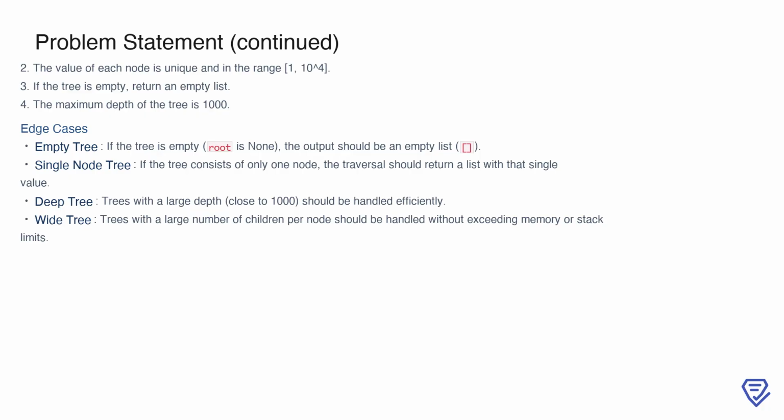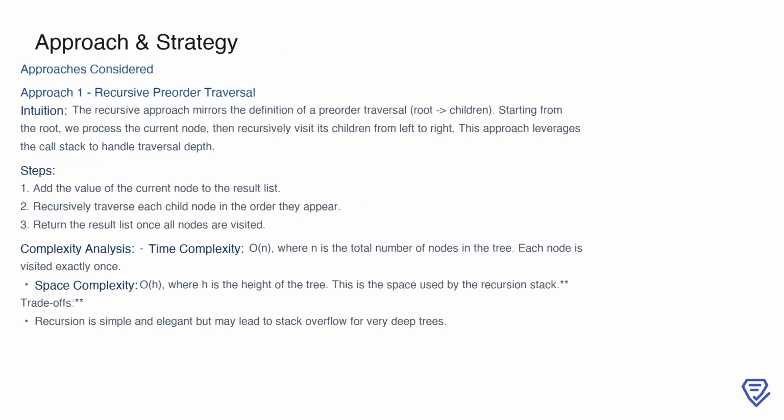Additionally, we must handle trees with significant depth, up to a maximum of 1,000 levels, as well as trees that are very wide, where many nodes have a large number of children. Efficient handling of these edge cases is crucial to ensure that the algorithm performs well and does not exceed memory or stack limits. To solve the N-ary tree preorder traversal problem, we first consider the recursive approach.